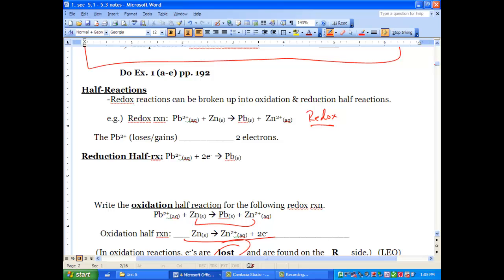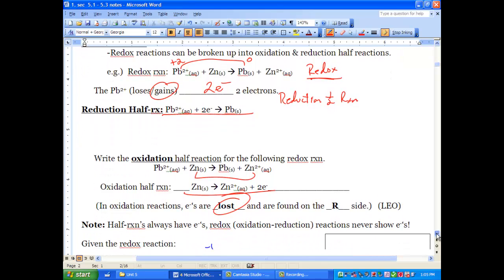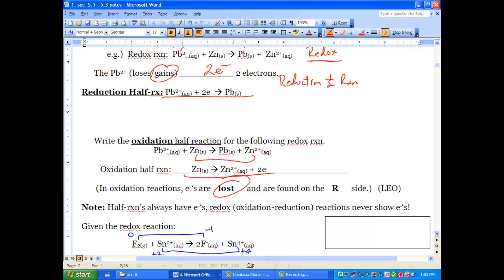So you can start off with a full redox reaction like this, but you can still figure out what the half reaction is. So Pb+2 is going from +2 to 0. From +2 to 0, that's gaining 2 electrons. So this is the reduction half reaction. Okay? The reduction half reaction simply shows the species that's gaining the electrons. The oxidation half reaction is the other half. You have no choice. Once you label one, you know the other one. The oxidation half reaction is when it's lost. And when it's lost, the electrons are going to be released, and they're going to be on the right side.